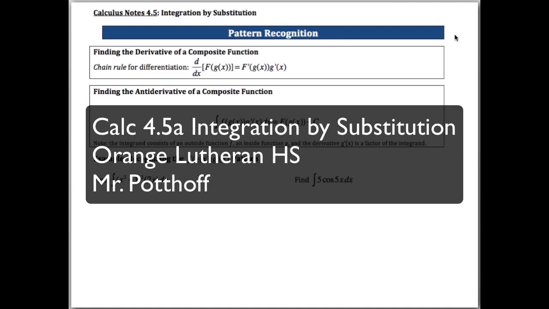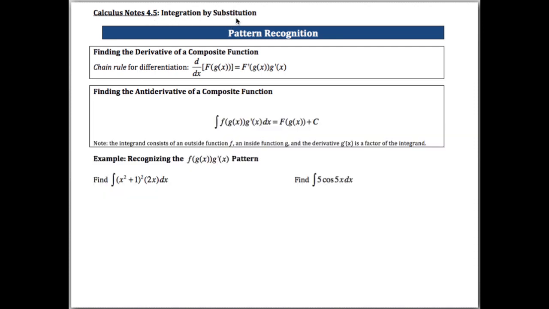Hello everyone and welcome to our calculus notes for section 4.5 on integration by substitution. Today we're going to start off by doing a little pattern recognition and a little review for you, going all the way back to derivatives. So finding the derivative of a composite function, we get the chain rule for differentiation.